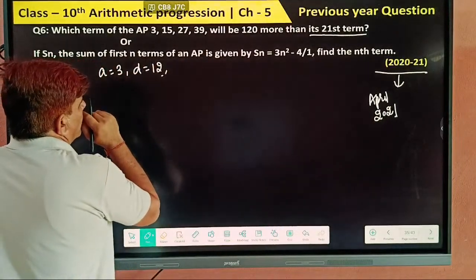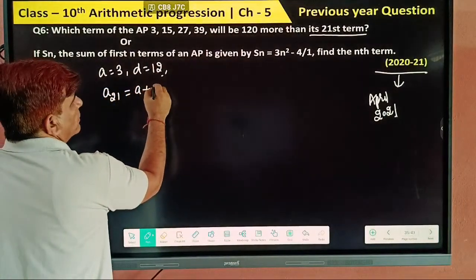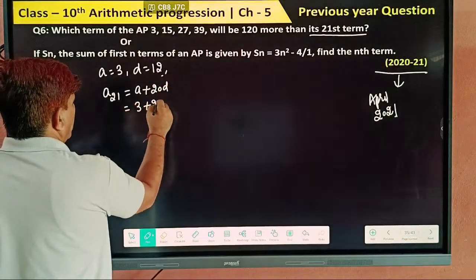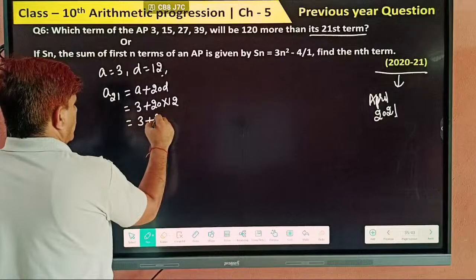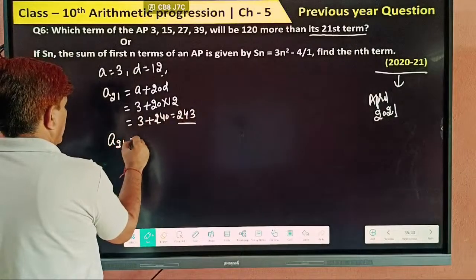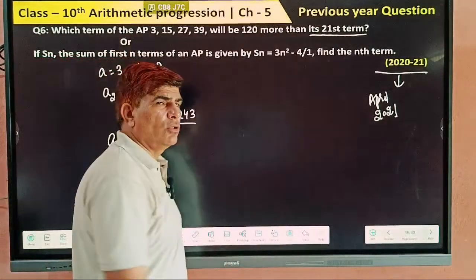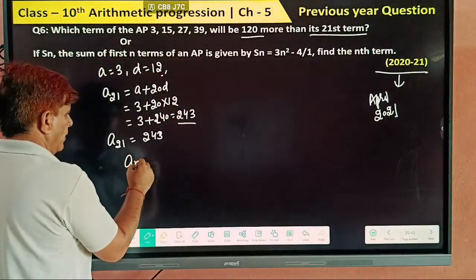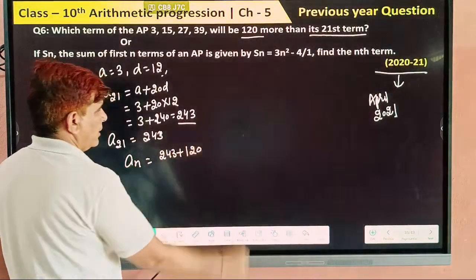So a21 equal to a plus 20d. So how much? 3 plus 20 into 12. How much? 3 plus 240. It means 243. a21 equal to 243. And which term? It means you have to find the term. 120 more, so we can add: let an equal to 243 plus 120. How much?